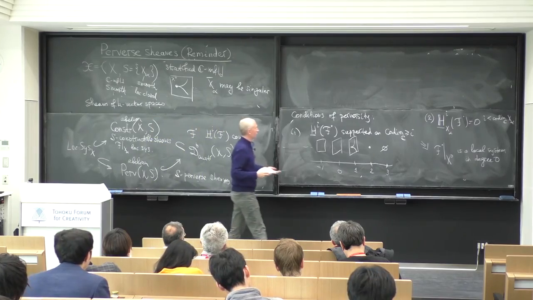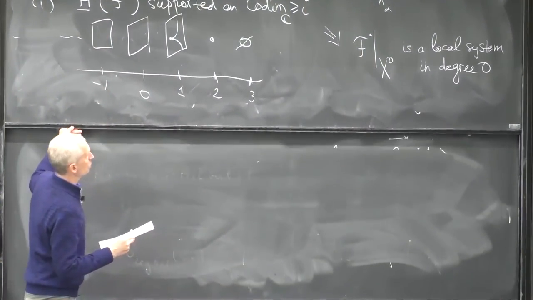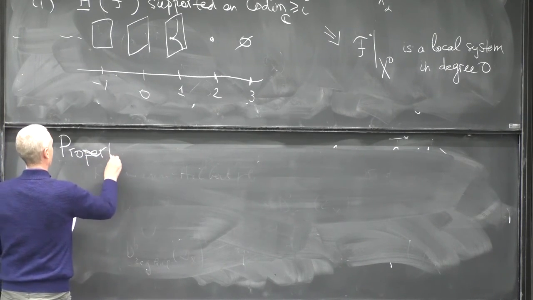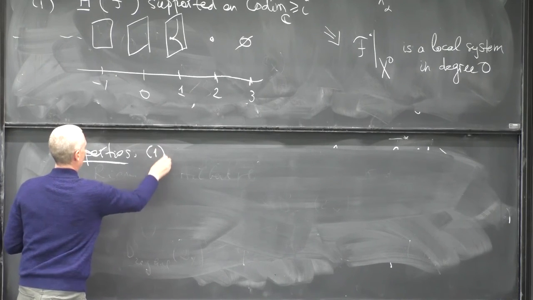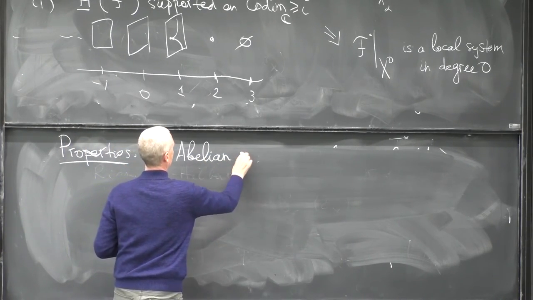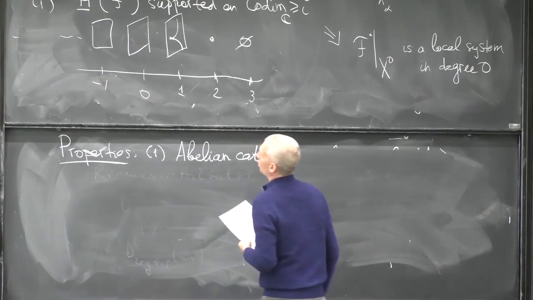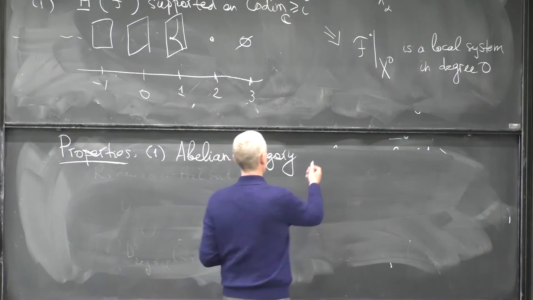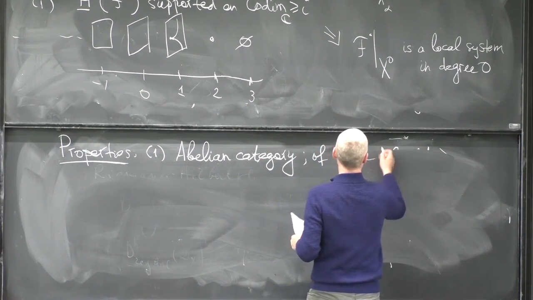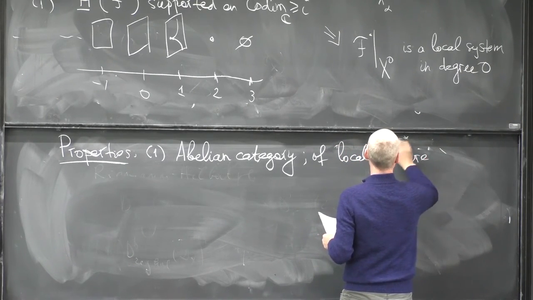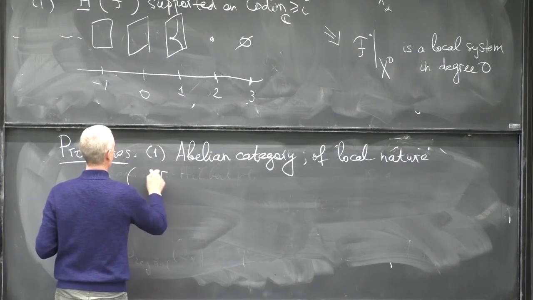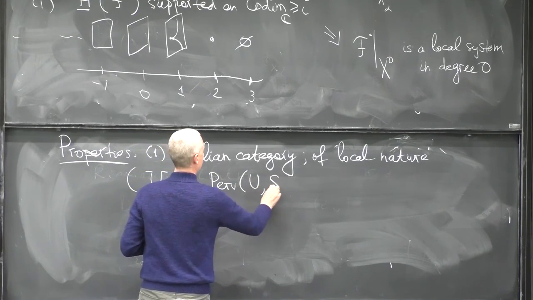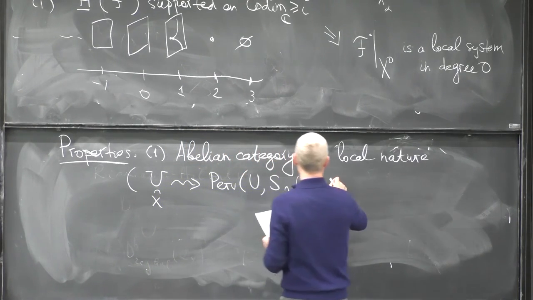So let me recall the classical properties of this category, including the motivation for considering it in the first place. So first, as I said, it's an abelian category. Also, it is of local nature. If we consider this for various open parts of X, it forms a stack of categories. So this last thing means that if you consider an open set U inside X and associate to it the category perv of U, the restriction of S to U, it is a stack of abelian categories.